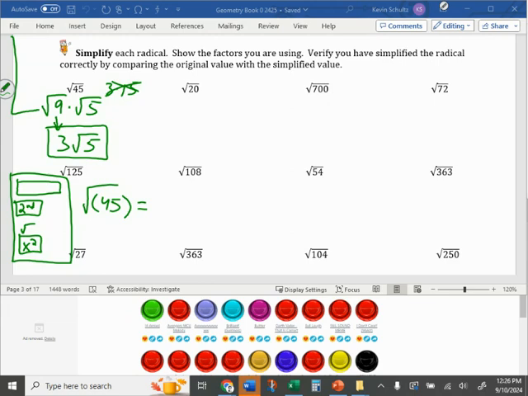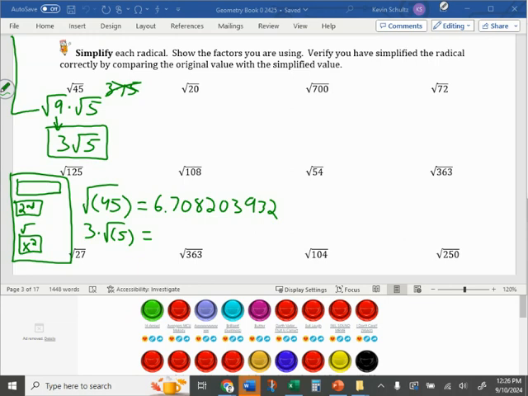Aiden, go ahead. 6.708203932. Okay. Now, if you clear that, or just keep it there, and then you take 3 times the root of 5, guess what? You get 6.708203932. Okay? When you simplify something, you don't lose any of the value.